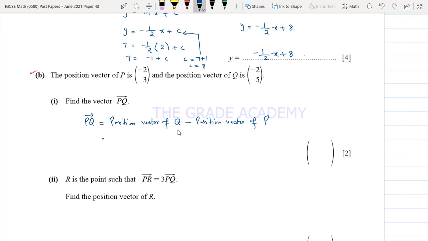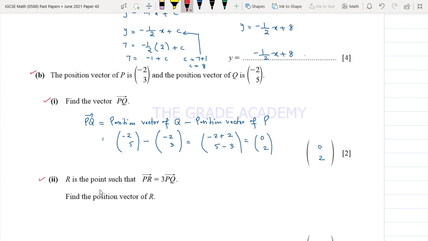So the position vector of end minus the position vector of start. The position vector of Q is (-2, 5), minus the position vector of P, which is (-2, 3). So if we subtract, we get -2 plus 2 and 5 minus 3. So we get (0, 2). So (0, 2) is the vector PQ.